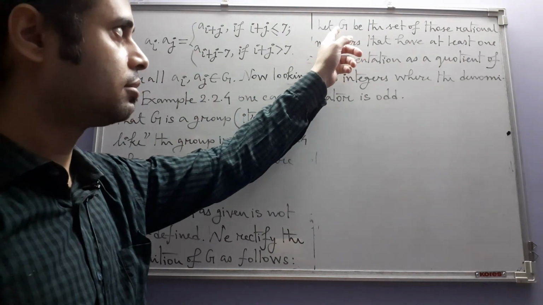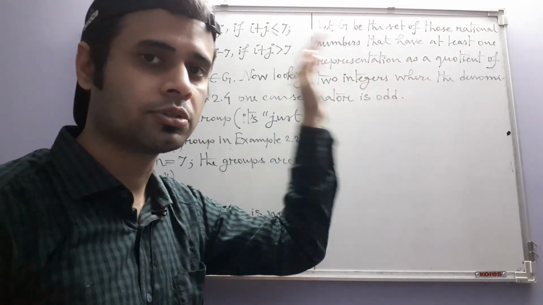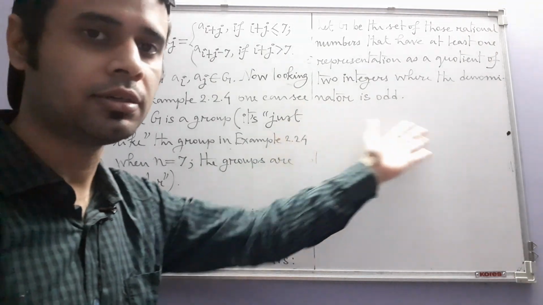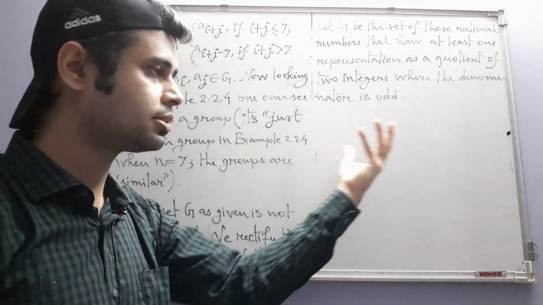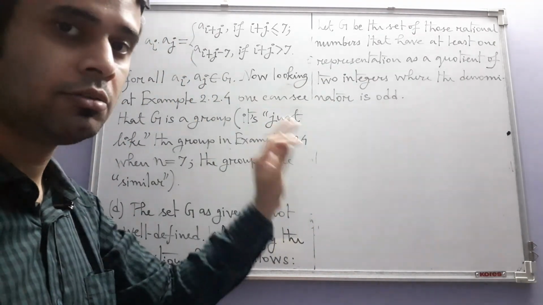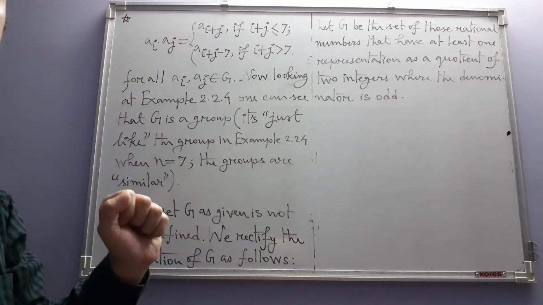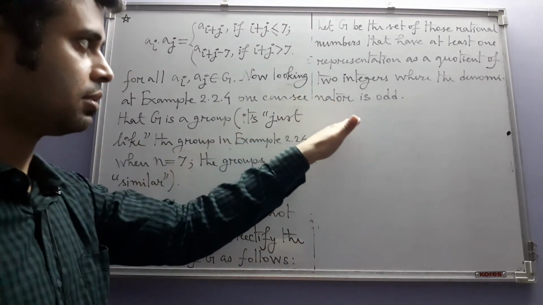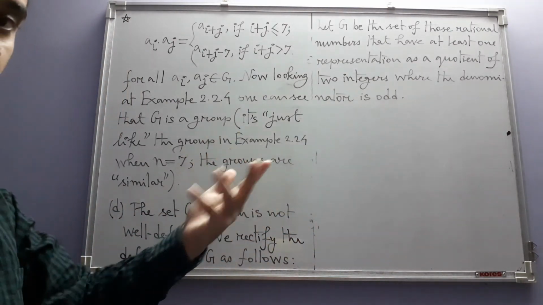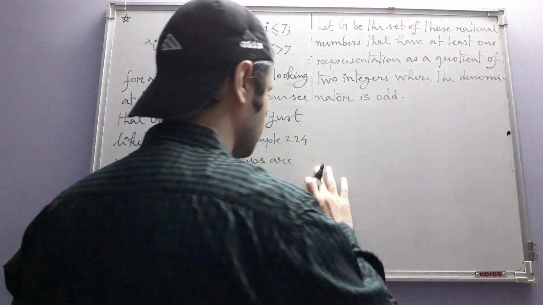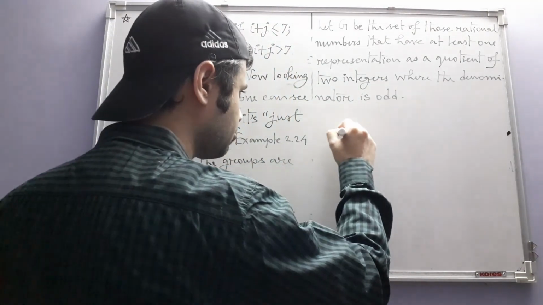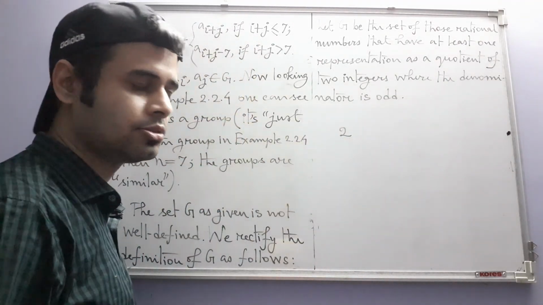Here we are defining G to be the set of those rational numbers which have, we know that a rational number has many representations as quotients of integers. We need at least one representation in which the denominator is an odd integer. If that number fails to have such a thing, then it will not belong to G. What is an example of a number in G? This is an example.